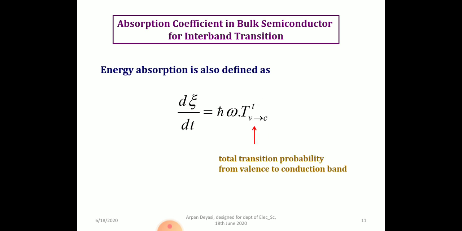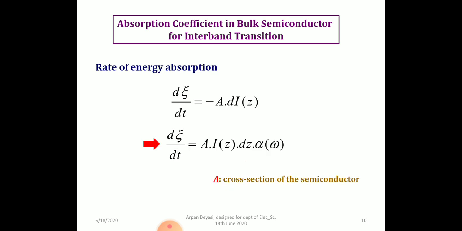So what will be the energy absorption? That is also defined. Before going to that, let me say what is the rate of energy absorption. So rate of energy absorption is nothing but area times dI/dz. And since it is absorption, it will be a loss of energy, so a negative sign will come.